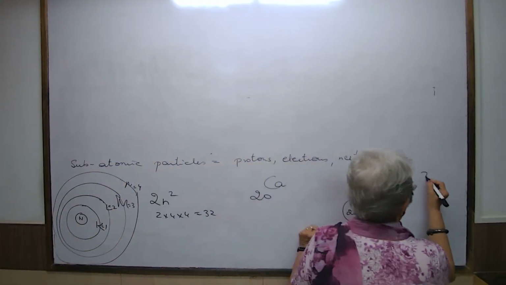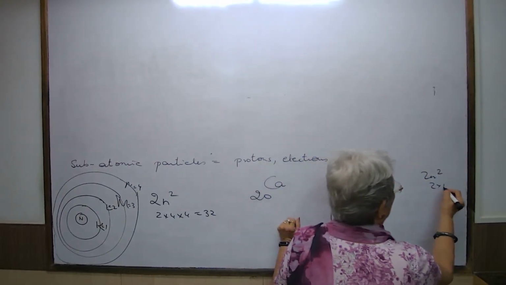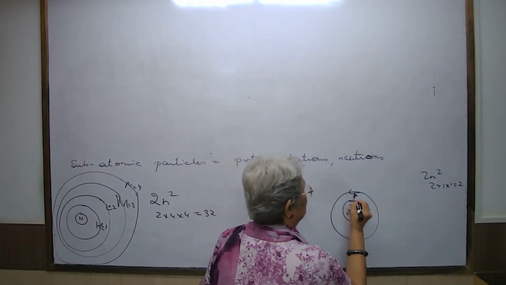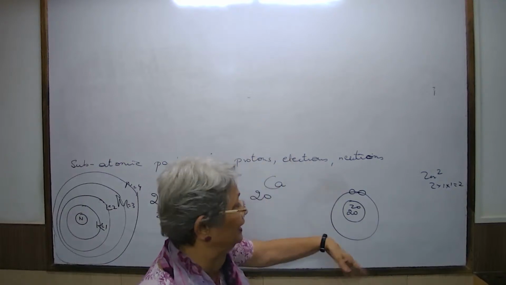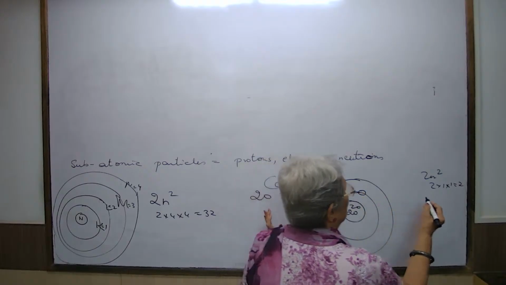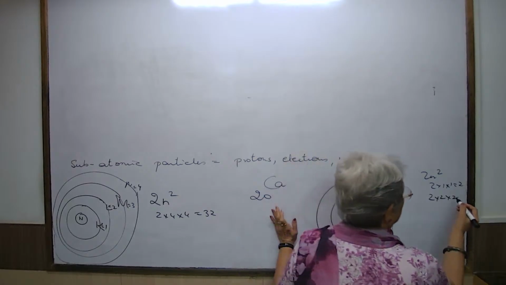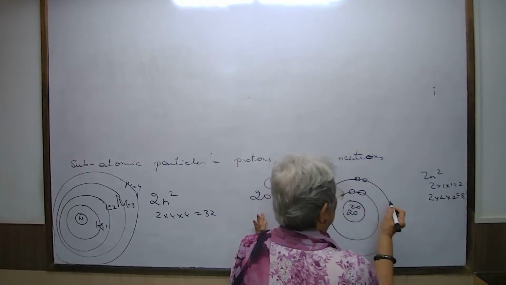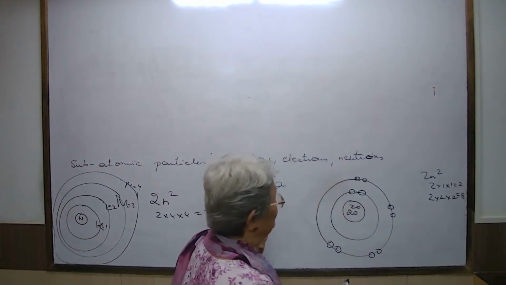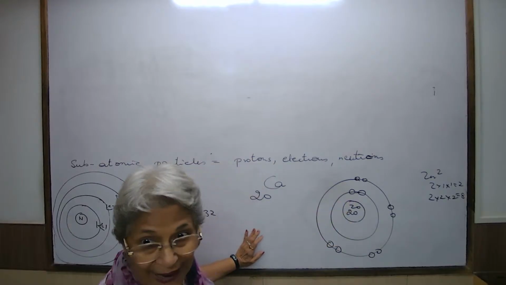Remember the 2n square rule. The first one is 2 into 1 into 1, 2 electrons. Correct? So you have got only 2 electrons. Put them together in pairs. Second one is 2 into 2 into 2 because n is equal to 2. That will be 8. 1, 2, 3, 4, 5, 6, 7, and 8. So how many have you already accommodated now? 8 and 2, 10. You've got to add 10 more.